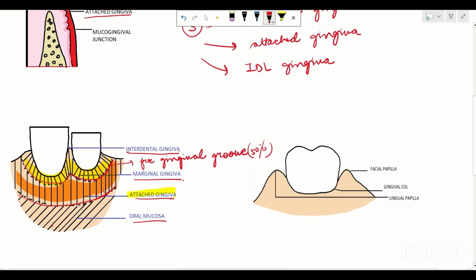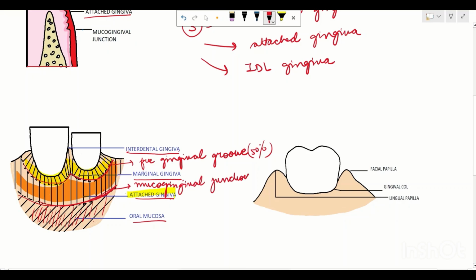Now if you retract your lip, these types of fibers will be seen in the mouth and you will see a sharp demarcation here. This is your mucogingival junction.